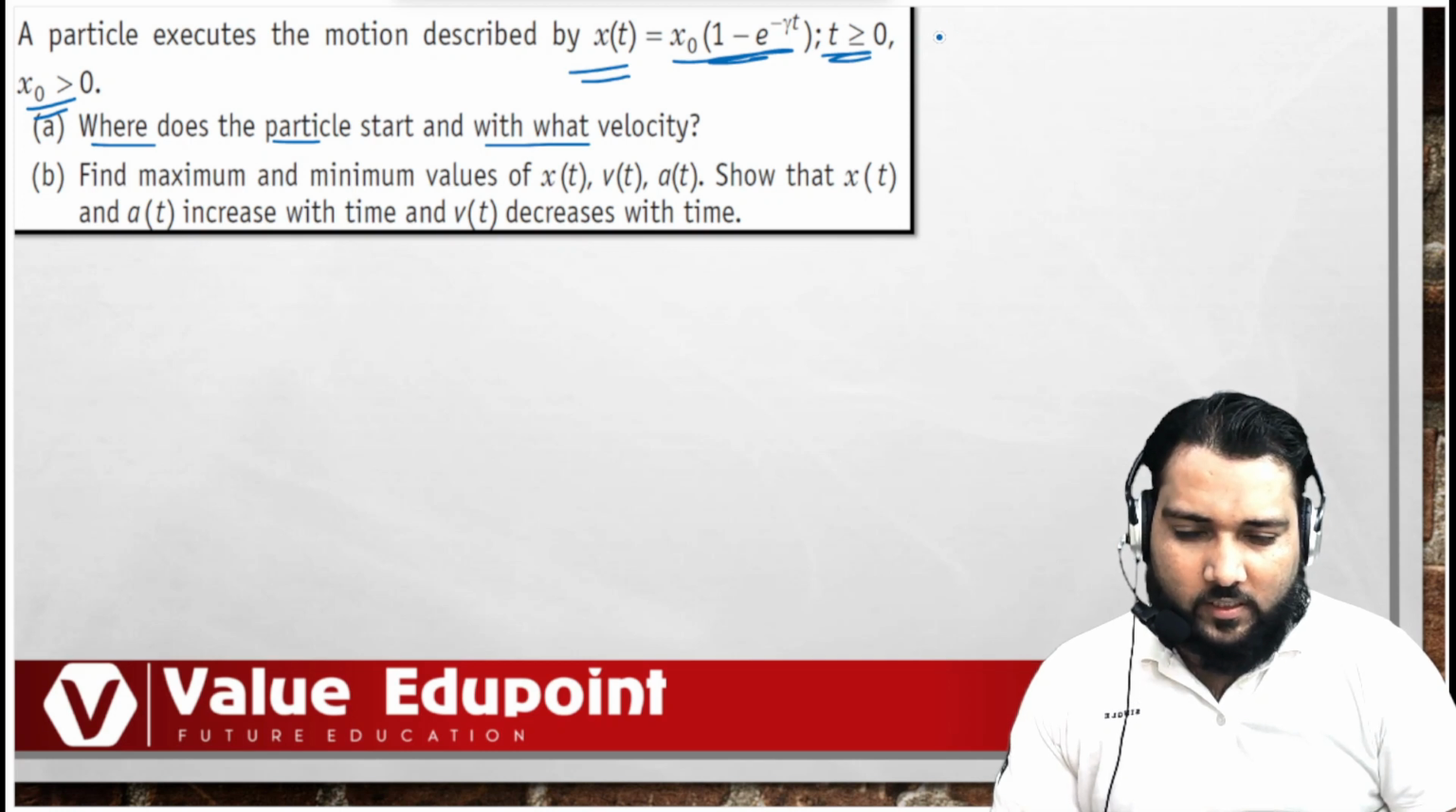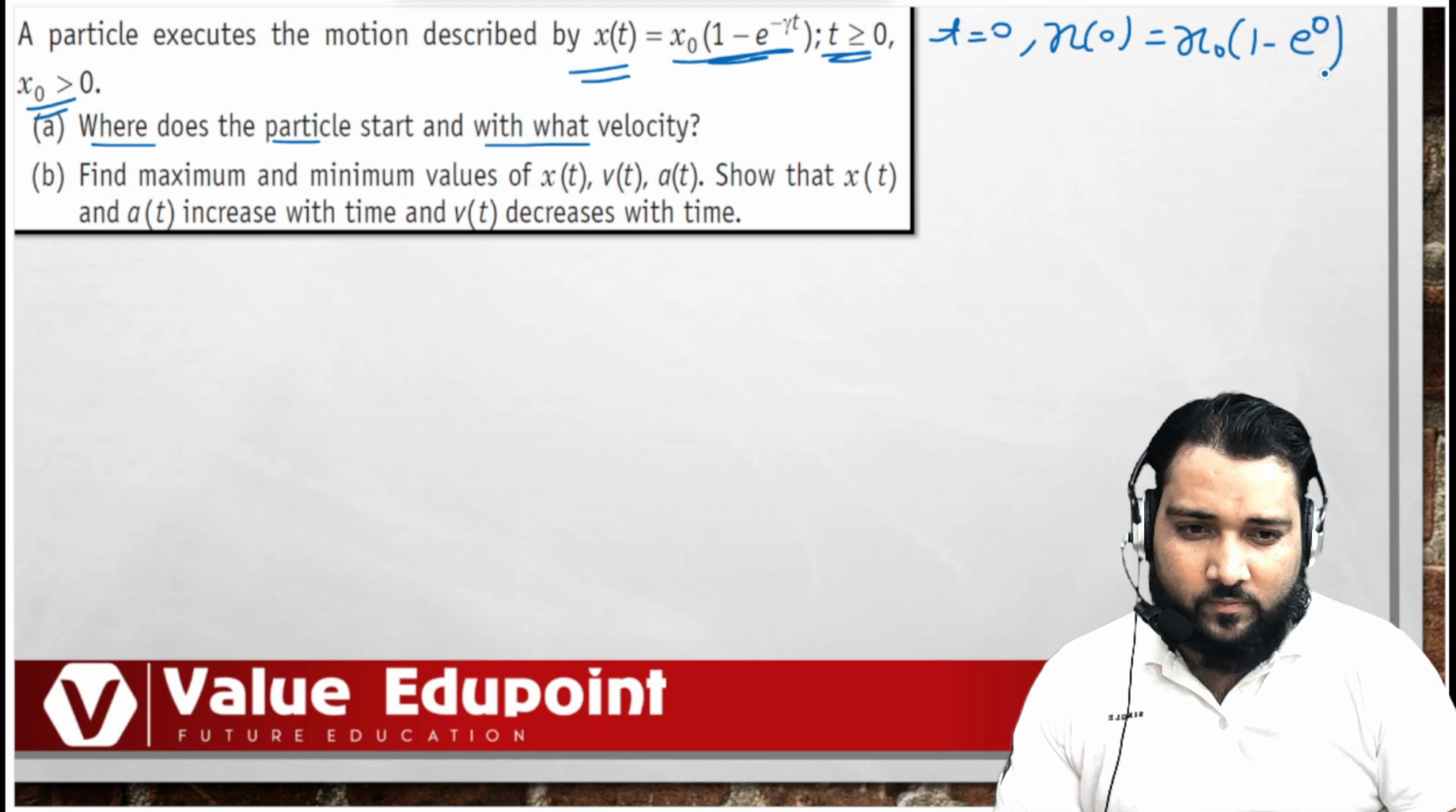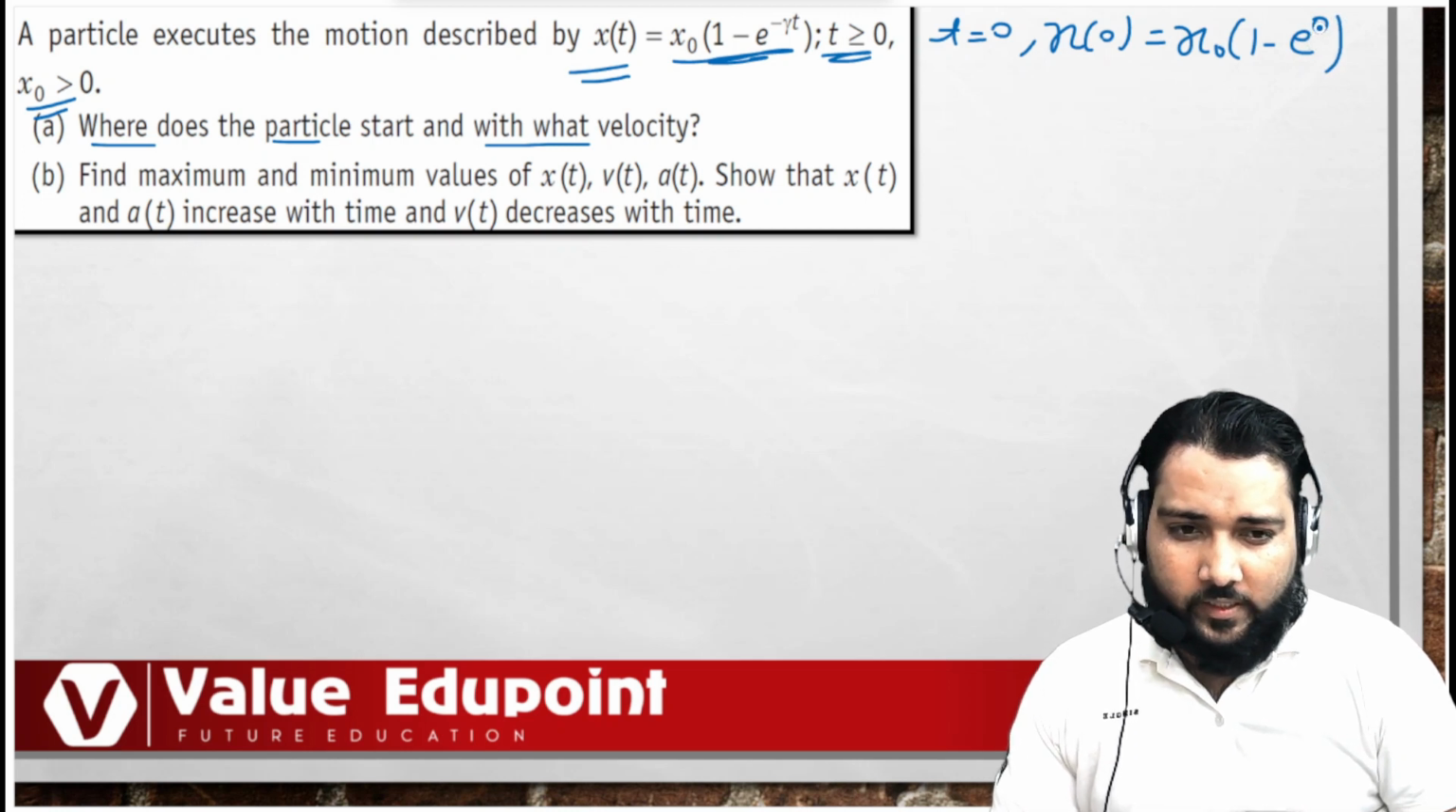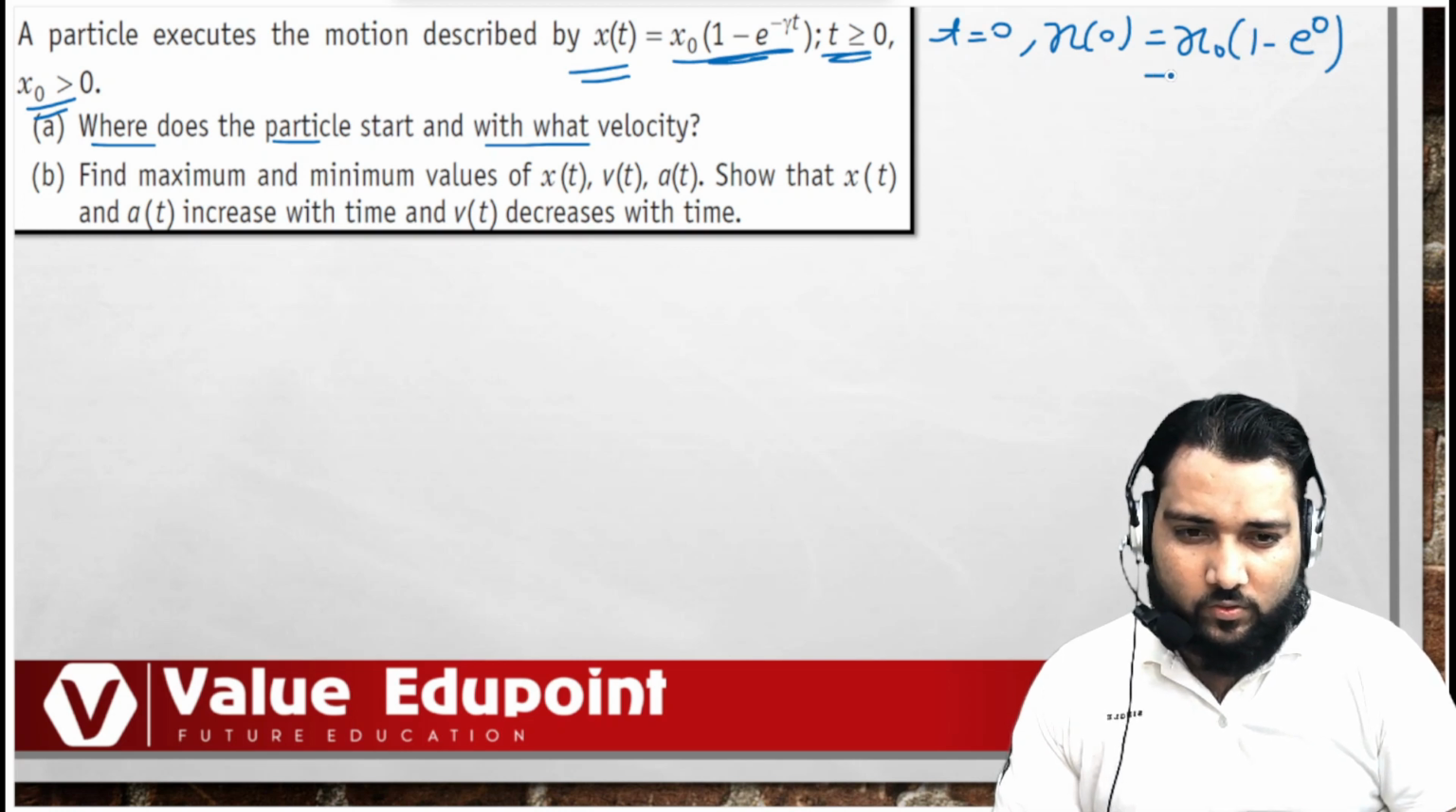Where will the particle start? I am simply putting t equals 0 in this expression. When you put t equals 0, this comes out to be x naught times 1 minus e raised to gamma into 0, which is 0. And you know guys, e raised to power 0 is 1. So this whole quantity comes out to be 0. The particle will start from 0, from the origin.